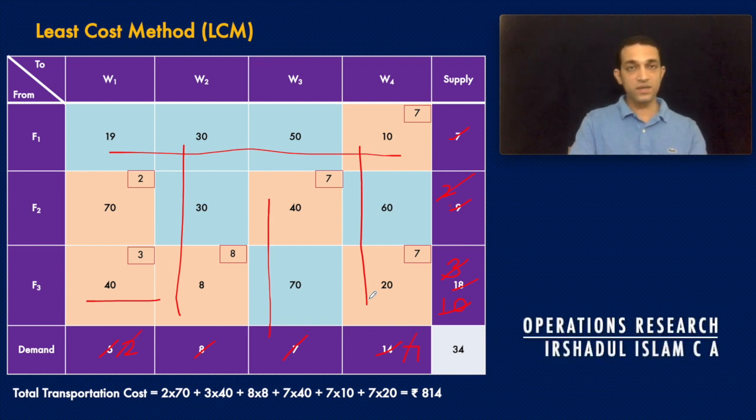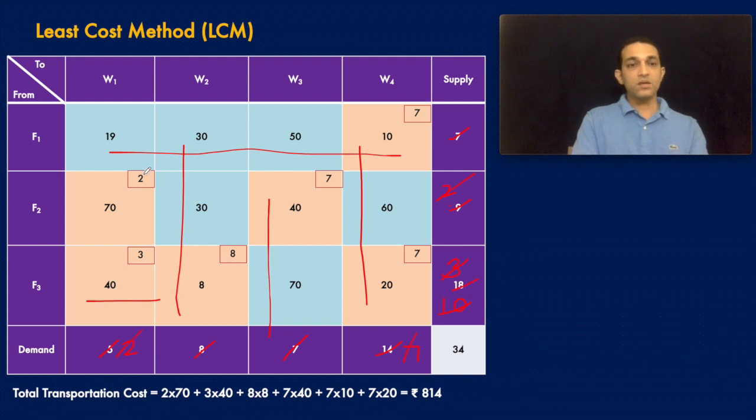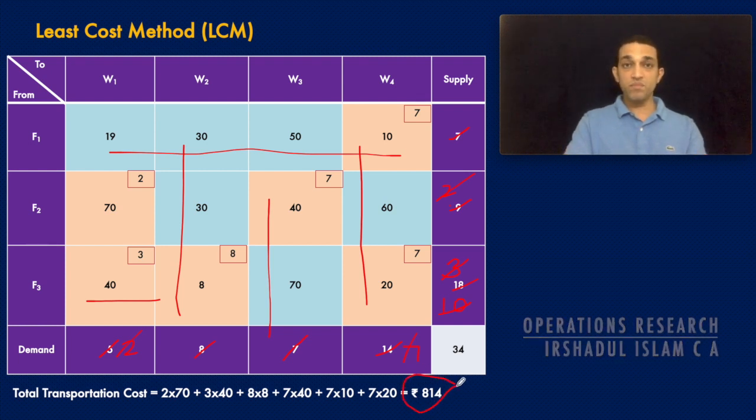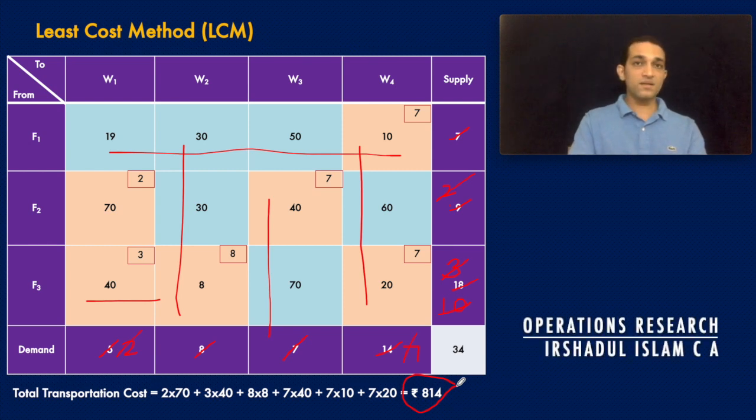Now our condition is okay. One condition. The second condition is that we have already checked total supply is equal to total demand. So this is also an initial basic solution. And now we have to calculate the total transportation cost: 2 into 70 plus 3 into 40 plus 8 into 8 plus 7 into 40 plus 7 into 10 plus 7 into 20, which is equal to 814. You just compare the earlier value with this. By comparing with the northwest corner method, the least cost method is far better.